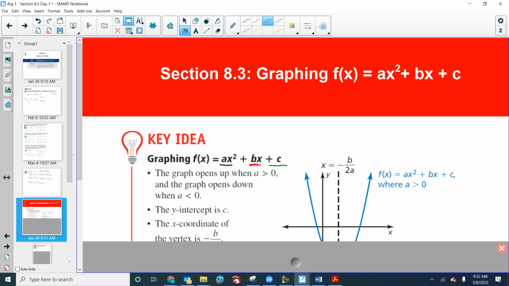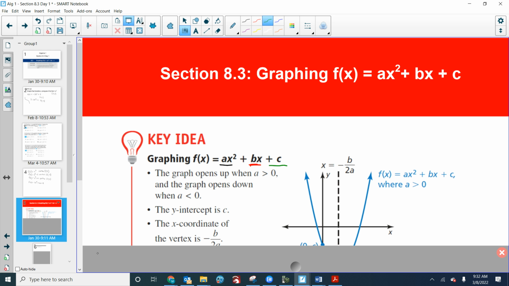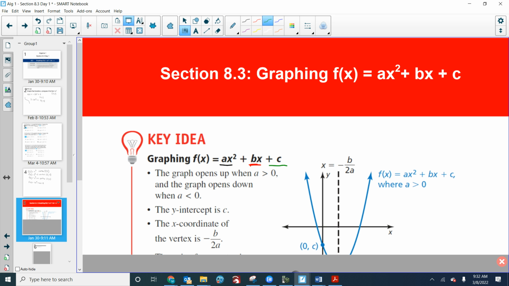We're going to get to this stuff later, but this is what we need right now. It says the vertex is negative b over 2a. That's the x value of the vertex. Thank you. Okay, guys, I want you to circle this.